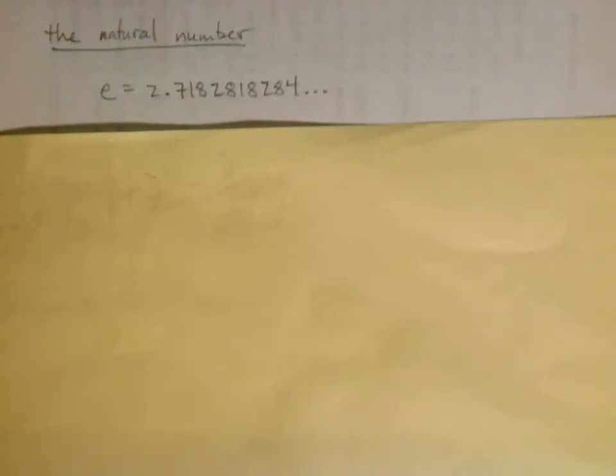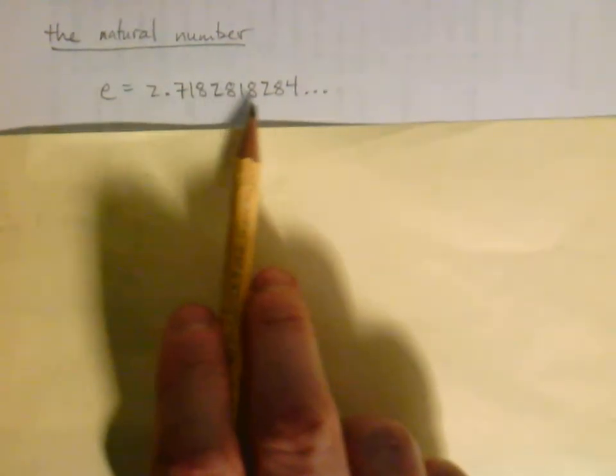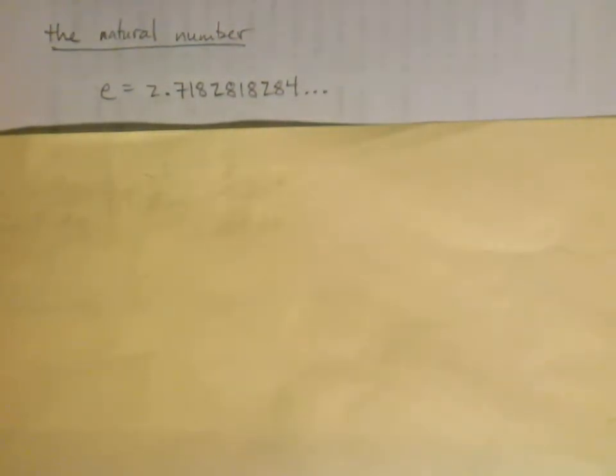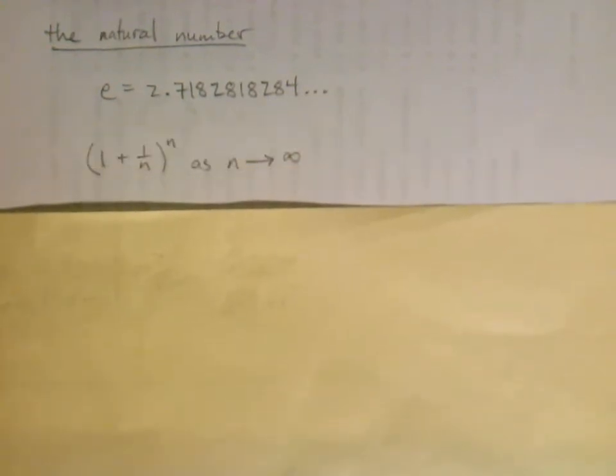2.718281828.4 dot dot dot. The decimals continue with no pattern. The natural number is a very similar number to pi, right? It's got decimals going on forever with no pattern to it. Here's where that number comes from, and this probably isn't going to clarify much until we see where this is going.